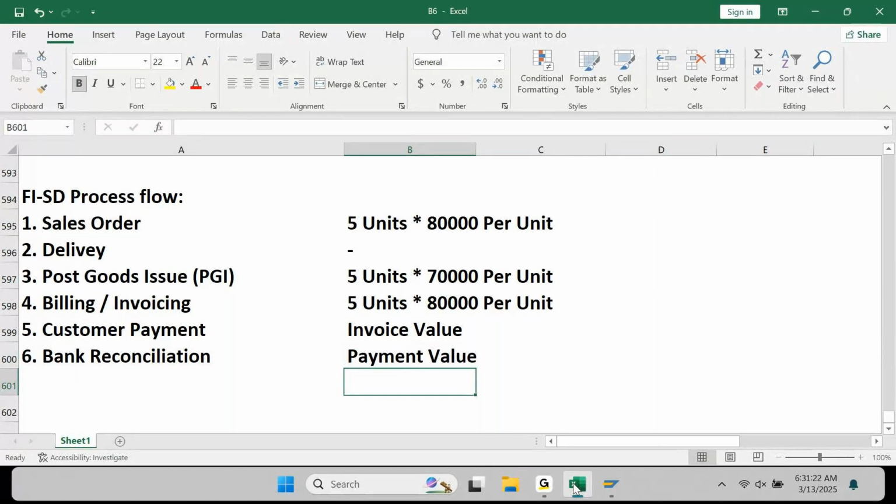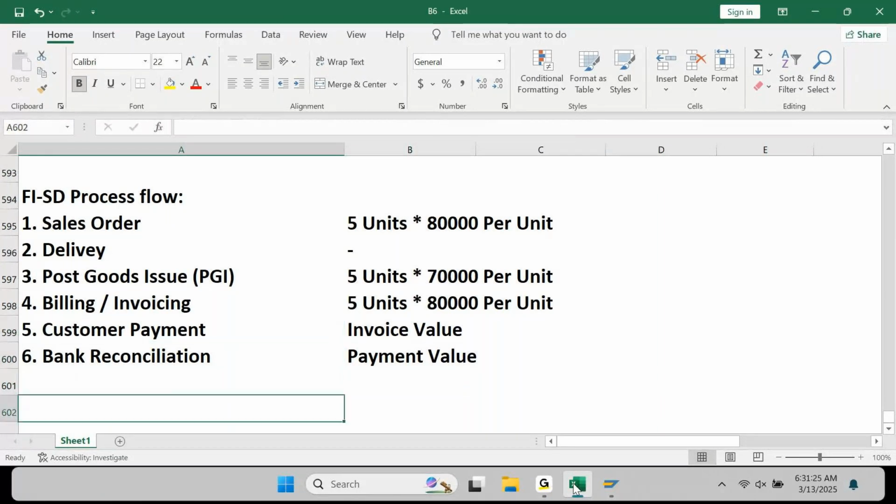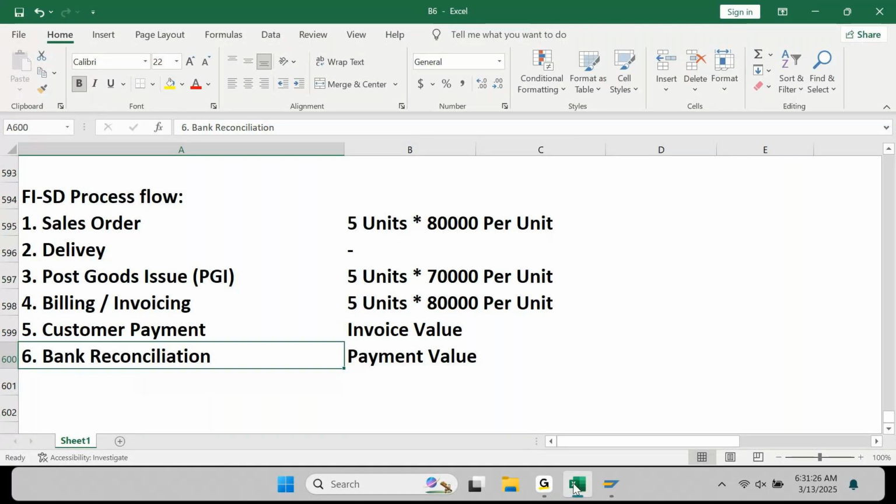Whatever the payment received by the customer, that will be reconciled in BRS. Is this correct? Right. Yeah.